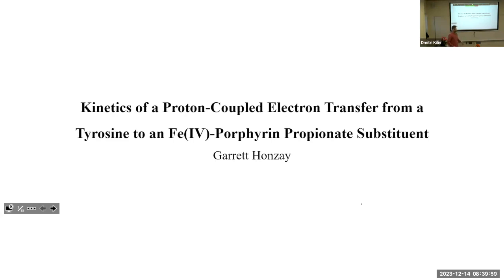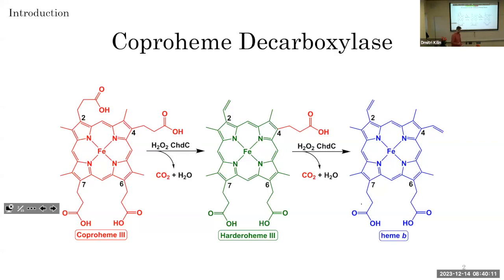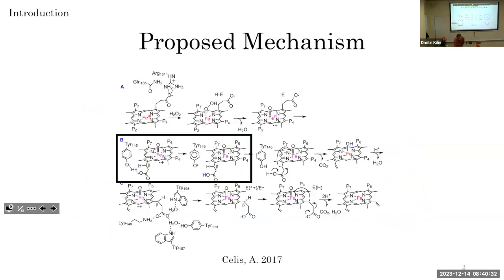So I'll be presenting to you the kinetics of a proton coupled electron transfer from a tyrosine to an iron 4 porphyrin propionate substituent. A little background: in Roger's lab, I research an enzyme called coproheme decarboxylase, and its function is to catalytically convert coproheme to heme B through two successive decarboxylations of the propionates at positions 2 and 4. That's all I'll talk about right now.